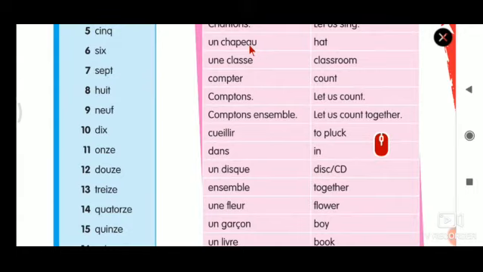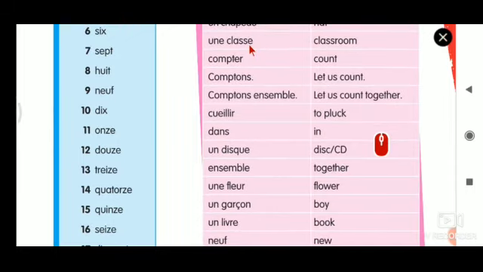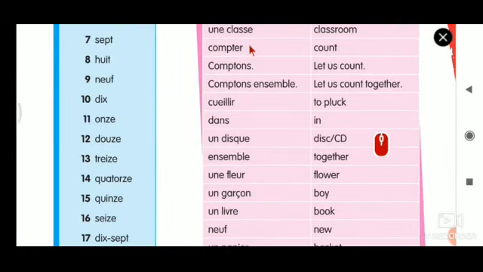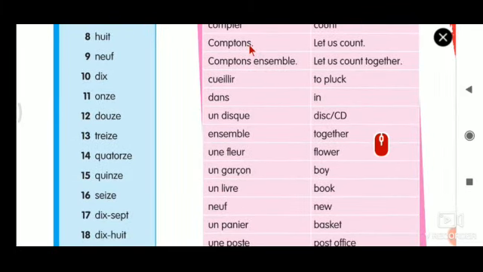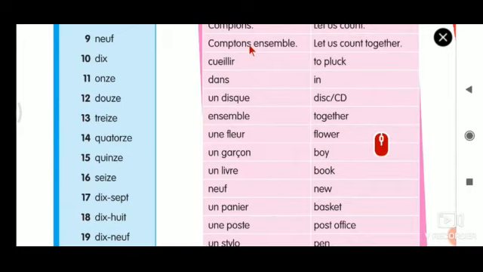Un chapeau, hat. Une classe, classroom. Compter, count. Comptons, let us count. Comptons ensemble. Let us count together.